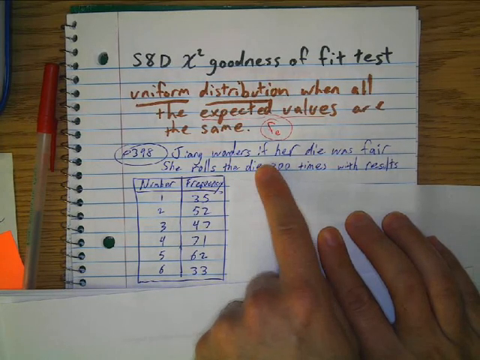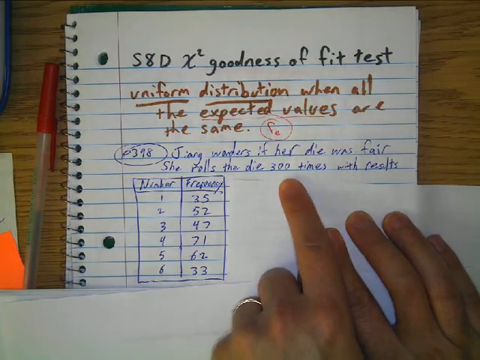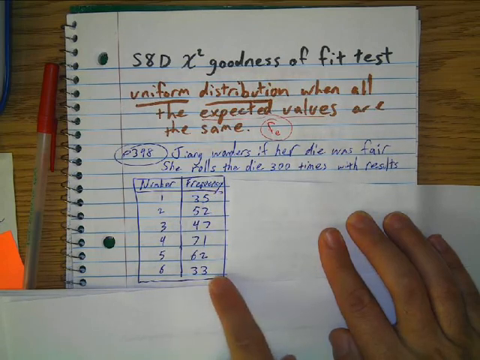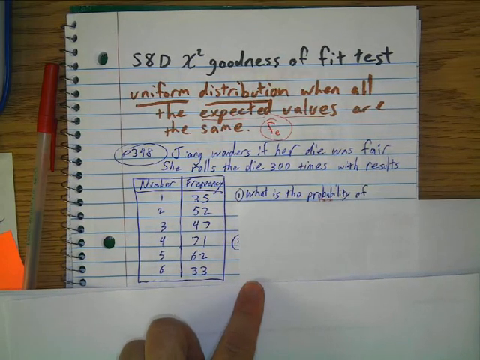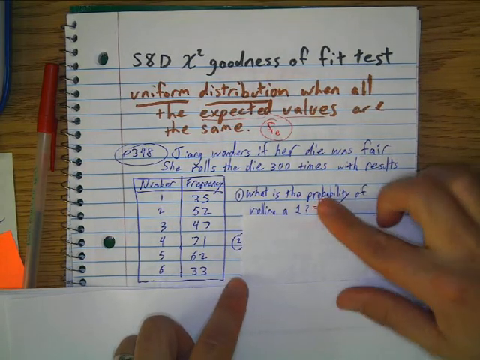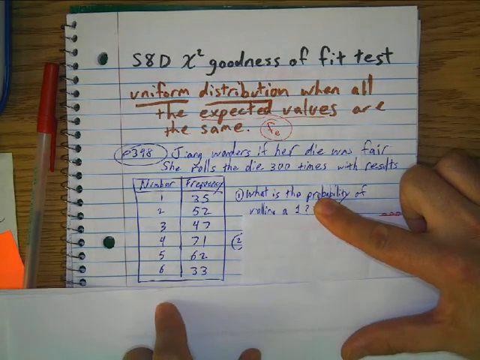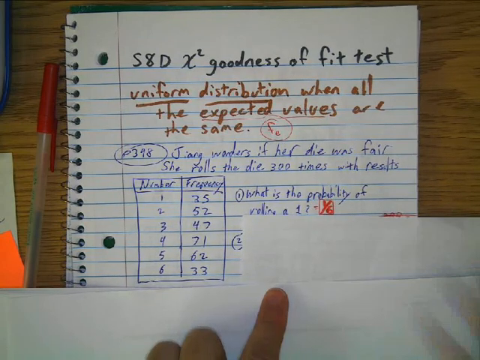Jiang wonders if her die was fair. She rolls the die 300 times with the following results: getting a 1, 2, 3, 4, 5, 6, and here are the results she got when she rolled the die. My first question is, what is the probability of getting a 1? If you've got 6 possibilities, you've got a 1/6 chance of getting a 1. That should make sense, right?